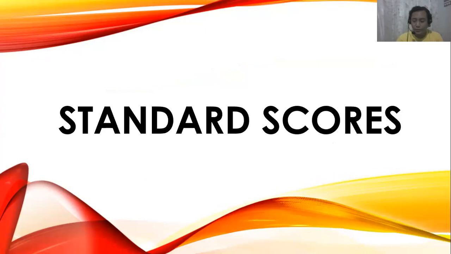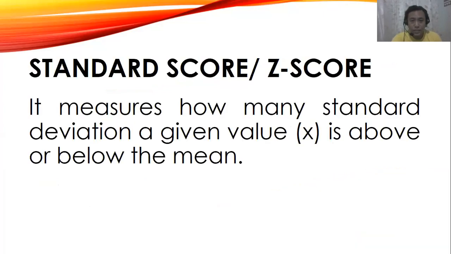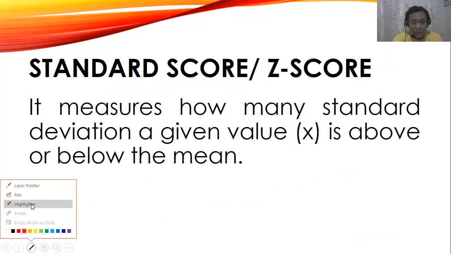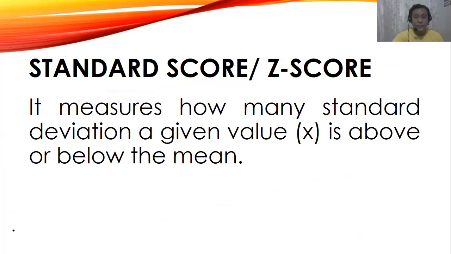So, standard scores. What do you know about standard scores? So, ito ay continuation ng normal distribution, standard normal distribution. So the standard score or the z-score, it measures how many standard deviations a given value is above or below the mean. So ang mini-measure daw dito is kung ilan yung standard deviation ng mas mataas sa mean or mas mababa sa mean. So we have learned that the mean is at the middle part of the normal curve.